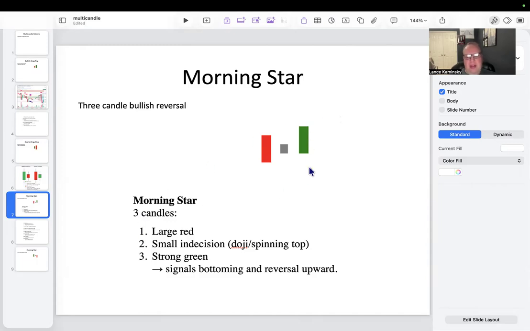So if you have a time frame like 5-minute candles, you might want to lower it to 3-minute or 2-minute. And at the end of the 3-minute candle, you could get in, and it might just keep moving up. Large red, small indecision, and then a strong green.